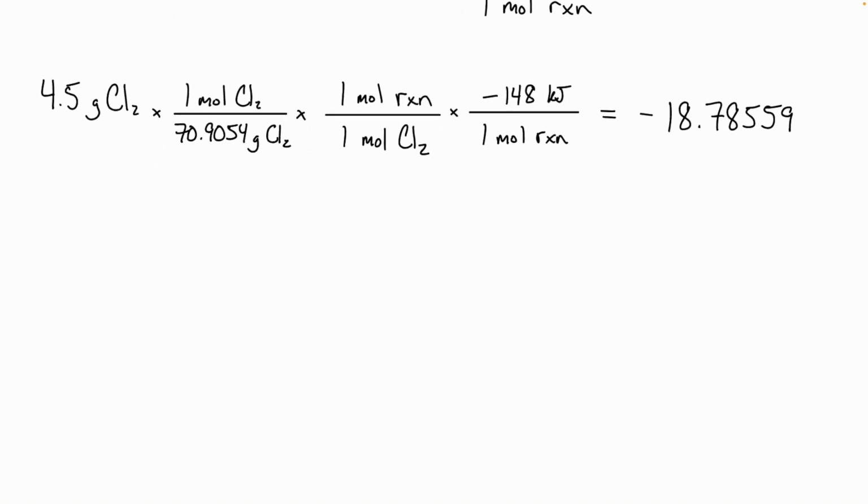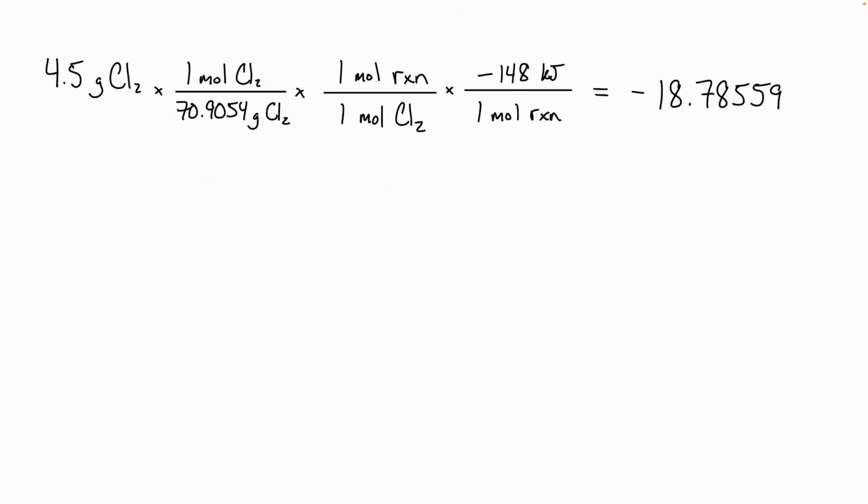All right, so here's my calculation all lined up here. I first convert from grams to moles of Cl2 using that molar mass. I then can convert to moles reaction using that stoichiometric ratio from my balanced chemical equation. And then finally, I can get from moles reaction to kilojoules using that delta H, using that change in enthalpy for that reaction.